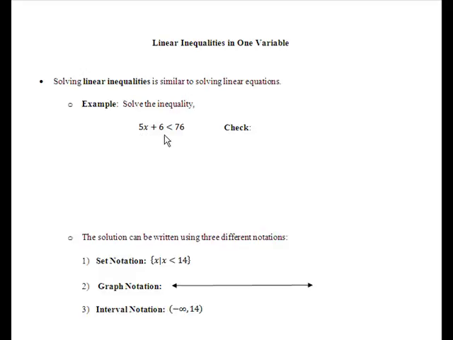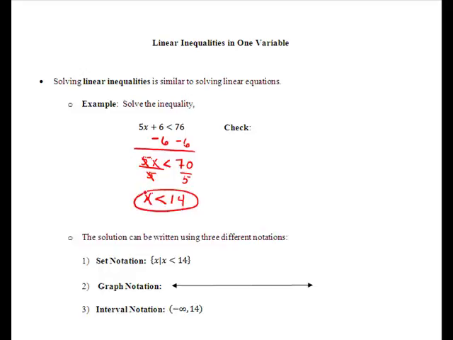5x plus 6 is less than 76. We want to isolate our x variable. The first thing we will do is to move the 6 over by subtracting 6 from both sides. So we're left with 5x is less than 70. And then to eliminate the 5, we will divide by 5 on both sides. That'll leave us with x on the left-hand side is less than 70 divided by 5, which is 14.